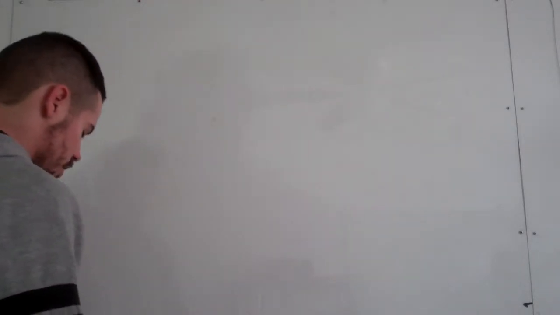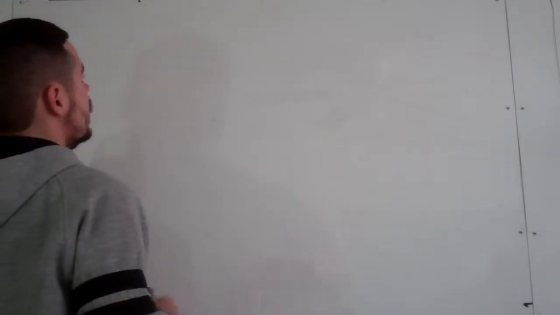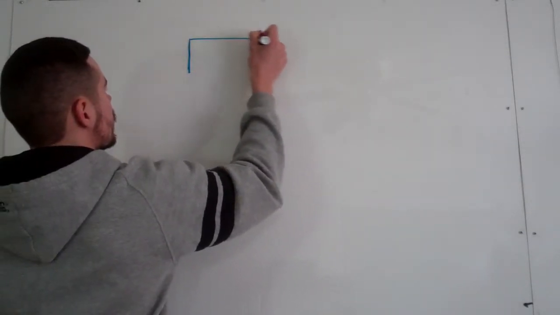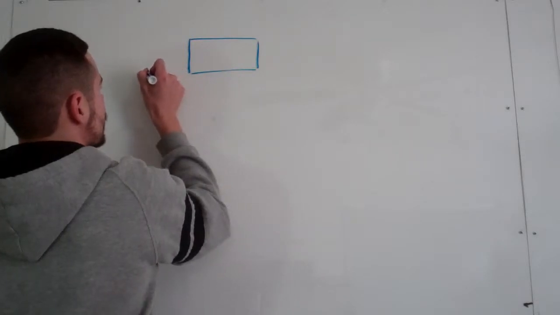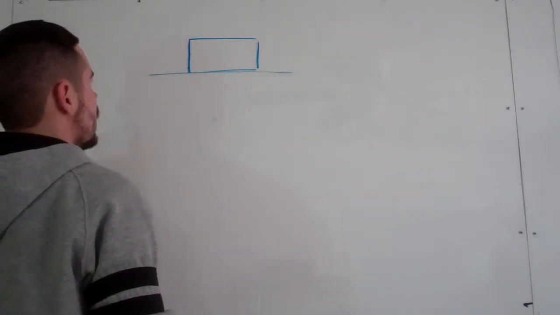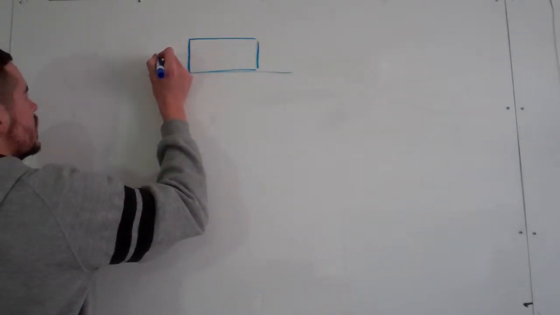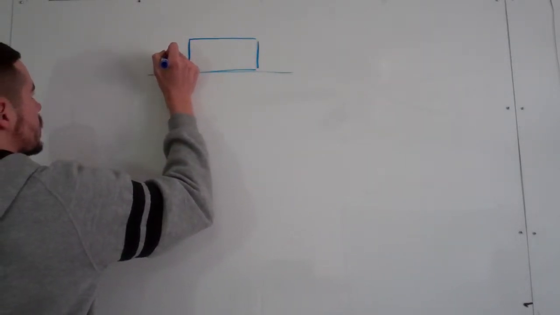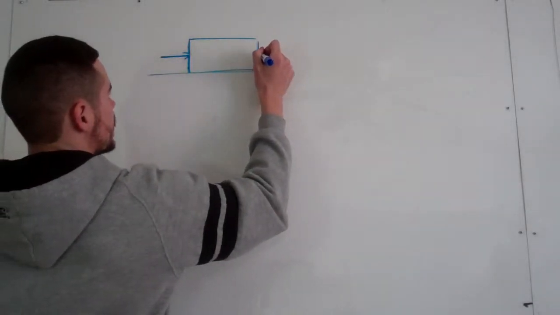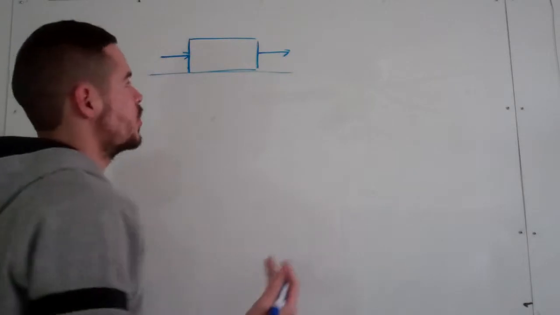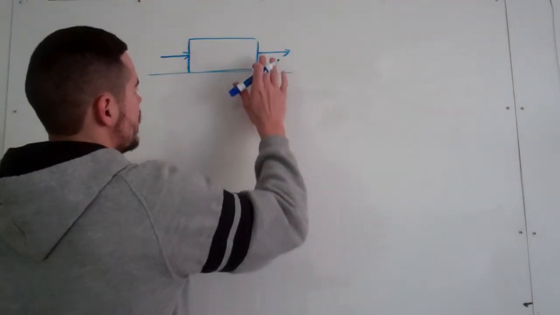Okay, so we know that there's a crate here, and here's some surface. It says that there's a horizontal force. We don't know, it could be a horizontal net force. It could be a force here and a force here, maybe a force pushing it and a force pulling it. It doesn't really matter. We could even just say it's a horizontal net force. That's what it says.